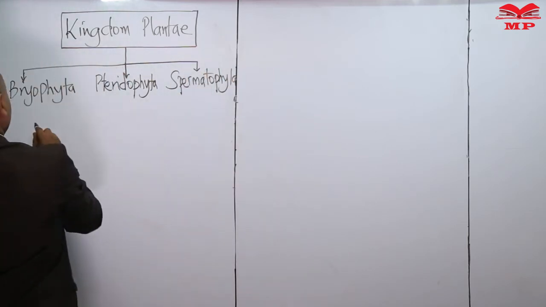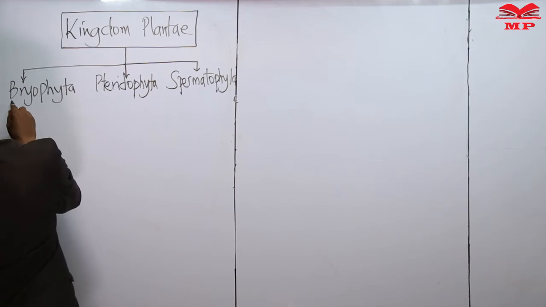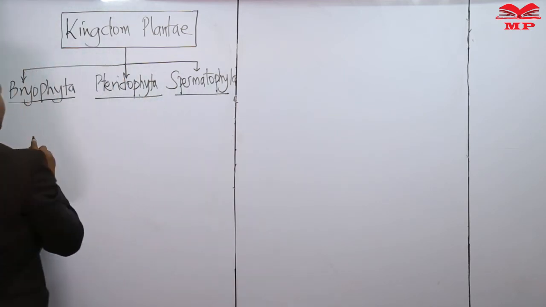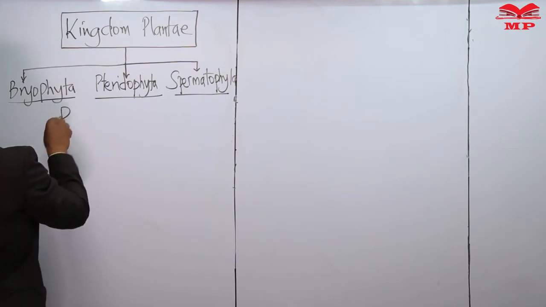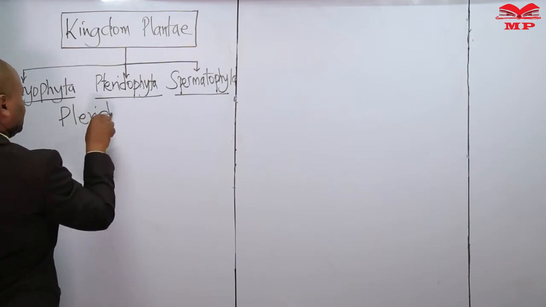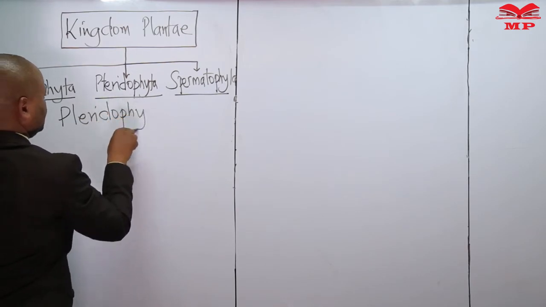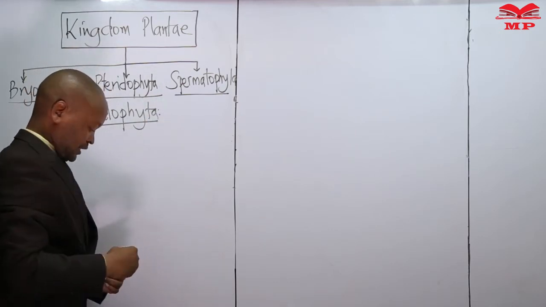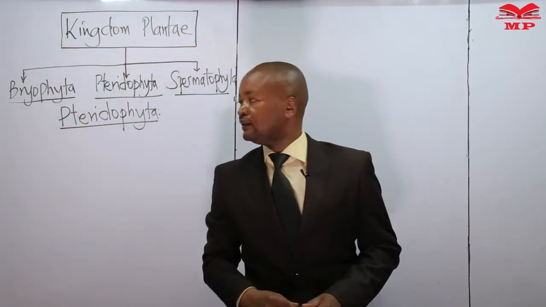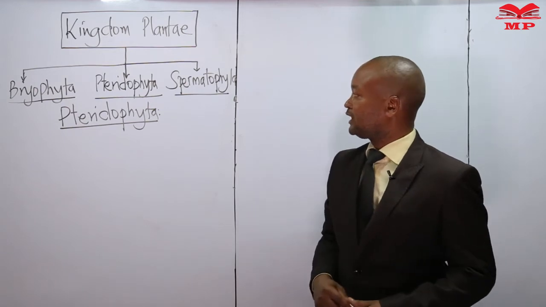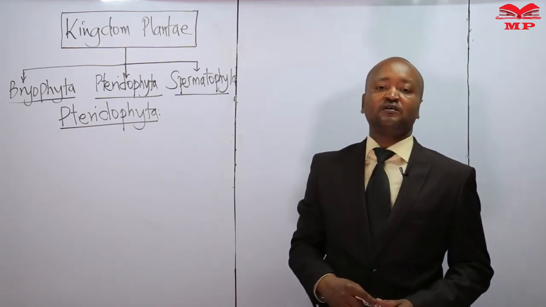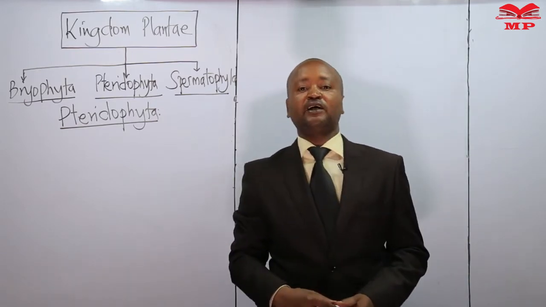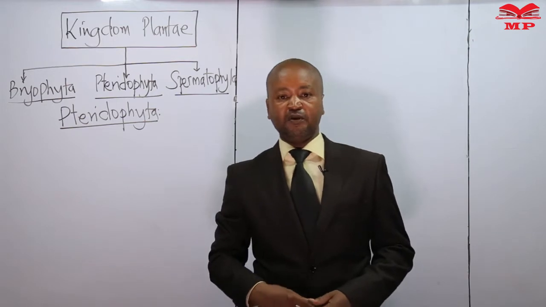So these are the divisions that we are supposed to look at. We had already looked at the Bryophyta, so today we are going to look at the Pteridophyta. Here we are just looking at examples of members of this particular division, and then we look at general characteristics. That's what we are required to look at, and maybe look at the structures.